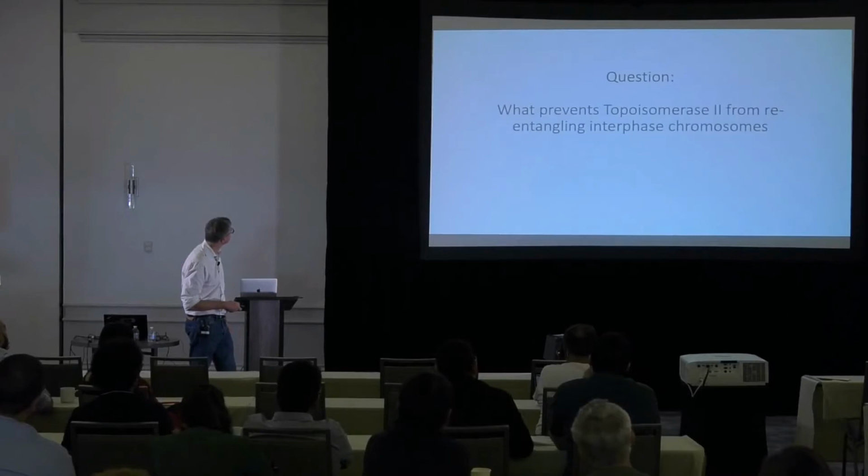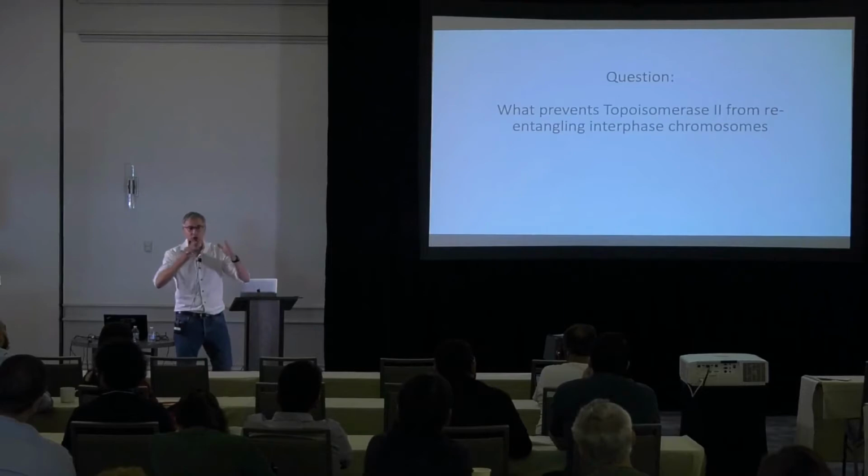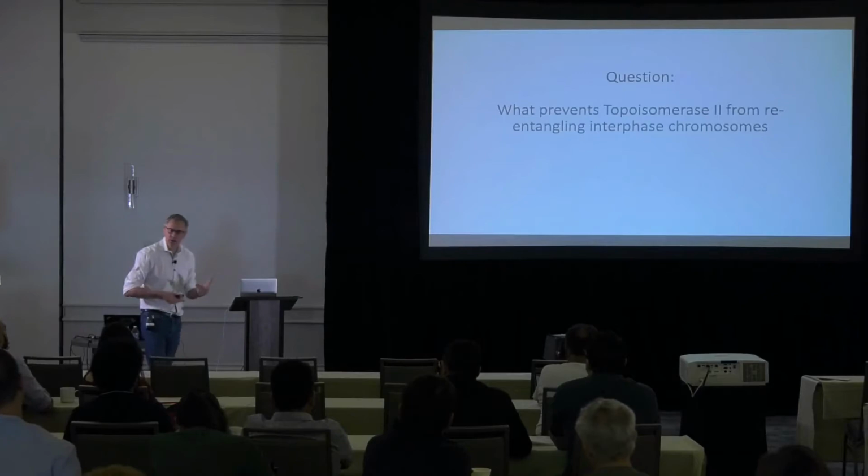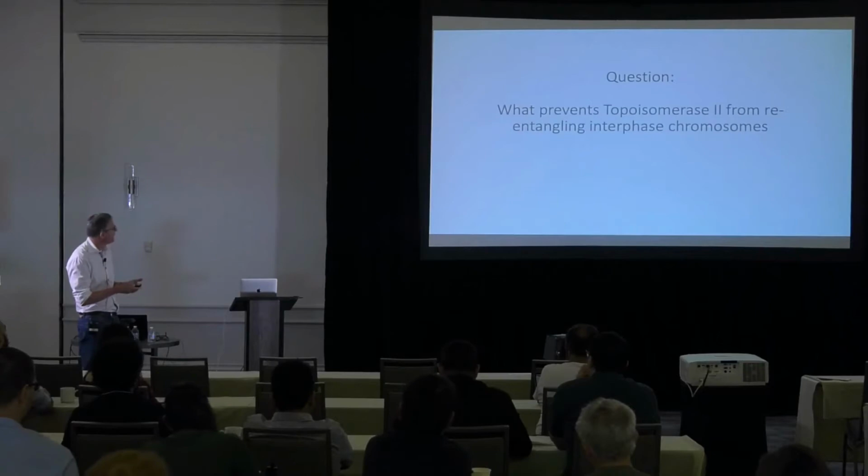Well, that's nice, but what about interphase? Your interphase nucleus is not constantly decondensing. At some point, it's just there. You have a nucleus. There's no change in condensation. Why does topo 2 not start to entangle the genome again? So at steady state, there are no entanglements. So what prevents topo 2 from re-entangling the interphase nucleus?